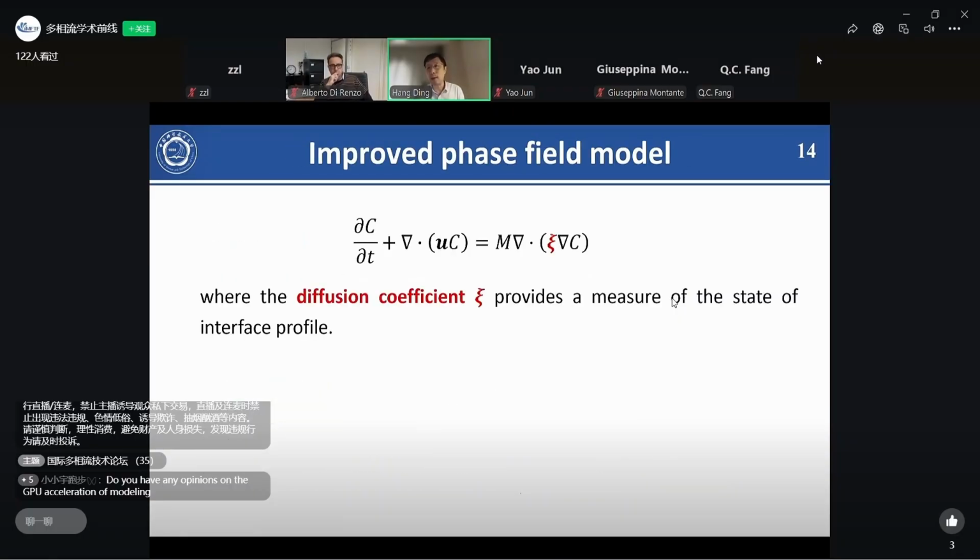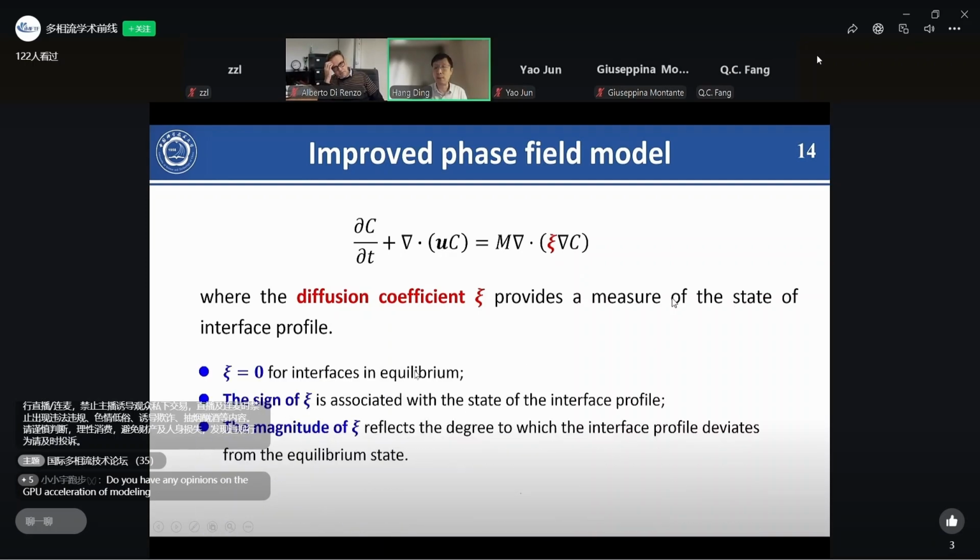Regarding these disadvantages, we propose an improved phase field model. Similar to the Cahn-Hilliard model, we also have right-hand side terms here. Here, this is a second order term. The important part is we have a nonlinear coefficient Kc here. This Kc actually provides a measure of the state of the profile. For example, if the interface is in equilibrium, then we would have zeta equal to 0.